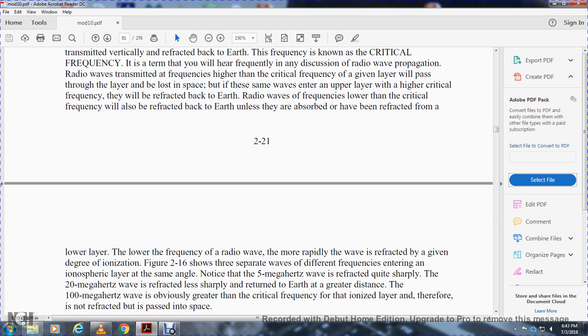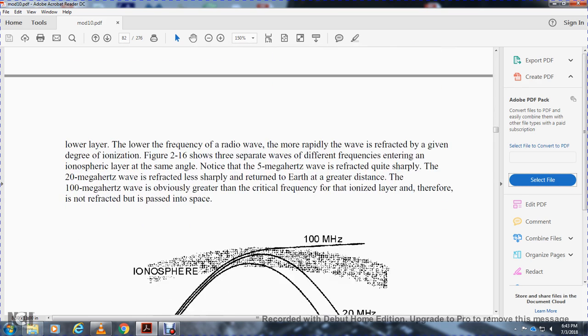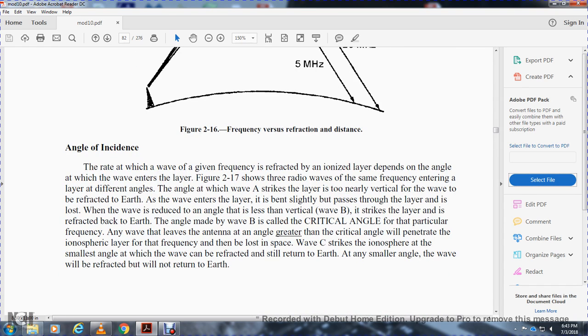Figure 216 shows three separate waves of different frequencies entering an ionization layer at the same angle. The 5 megahertz wave is refracted quite sharply. The 20 megahertz wave is refracted less sharply and returns to Earth a greater distance away. The 100 megahertz wave is obviously greater than the critical frequency of the ionization layer, and therefore is not refracted but passes into space. So you have ionization, 5 megahertz, 20 megahertz, 100 megahertz, and the angle of incidence.